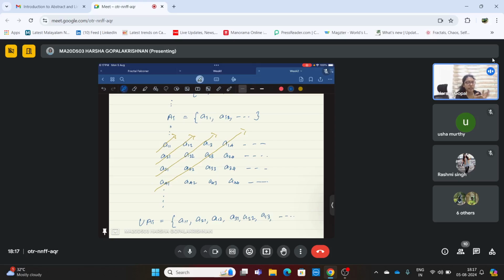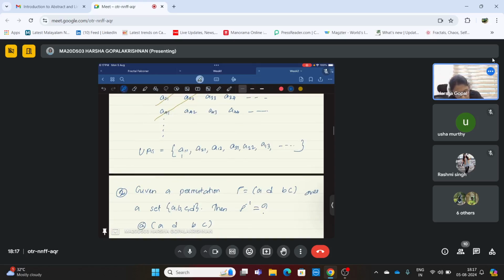So each diagonal we will cover like that so that we can have a proper listing of all elements of the union of Ai. What exactly we are doing is associating this to the natural number 1, this to 2, this to 3, like that, so we get a bijection between the union of Ai and the natural numbers. This is how we get the bijection between the union of Ai and the set N.